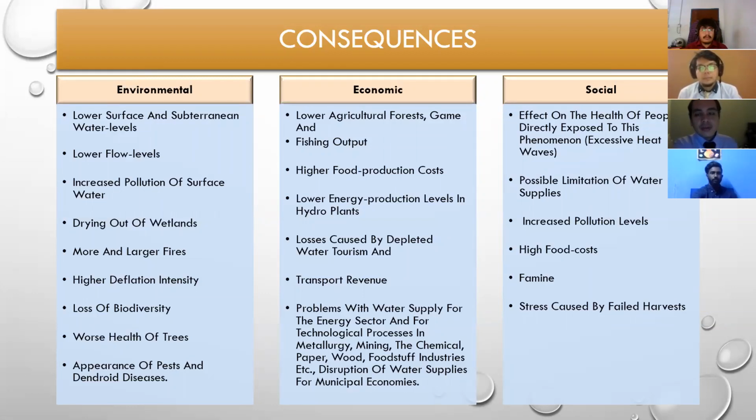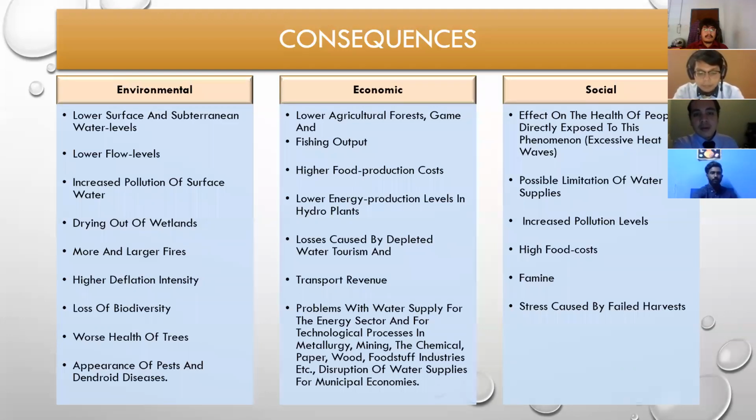So I'm going to tell you about the consequences of drought. There are three types of consequences. Firstly is environmental, second is economic, and third is social. In terms of environmental, it will cause lower surface and subterranean water levels, lower flow levels, increased pollution of surface water, drying out of wetlands, more and larger fires, higher deflation intensity, loss of biodiversity, worse health of trees, appearance of pests, and dendroid disease.